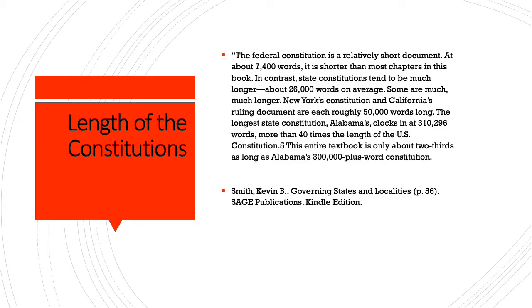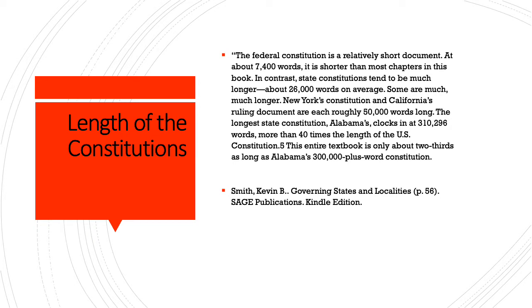So, one of the things to note about constitutional differences in the United States is just how different the constitutions are in terms of length. The Constitution of the United States, or the federal Constitution, is very short. As Kevin Smith points out in his textbook Governing States and Localities, it's only about 7,400 words in length. And this includes everything. The original Constitution of the United States, written in 1787, which was about 4,500 words, and then additional 3,000 words or so that are found in the 27 amendments that we have had to date.